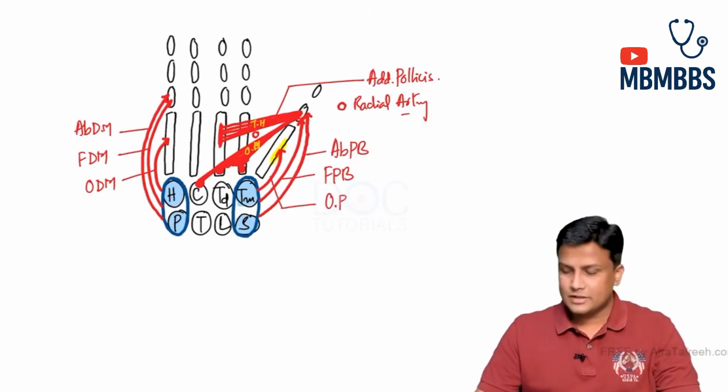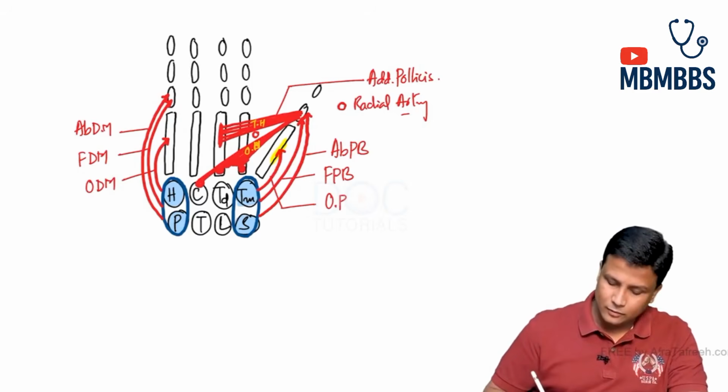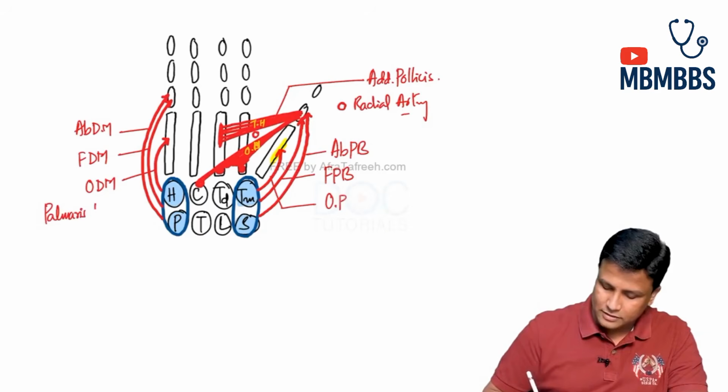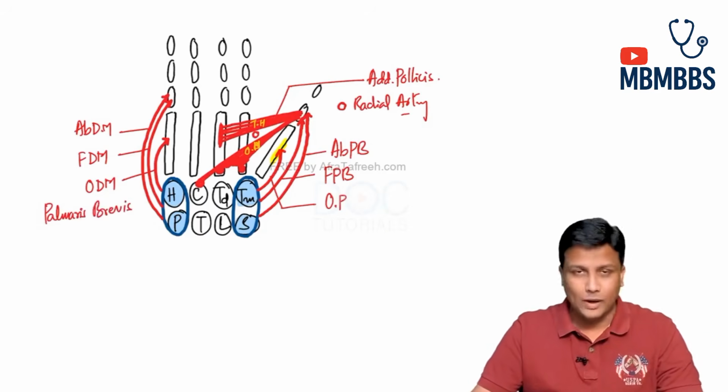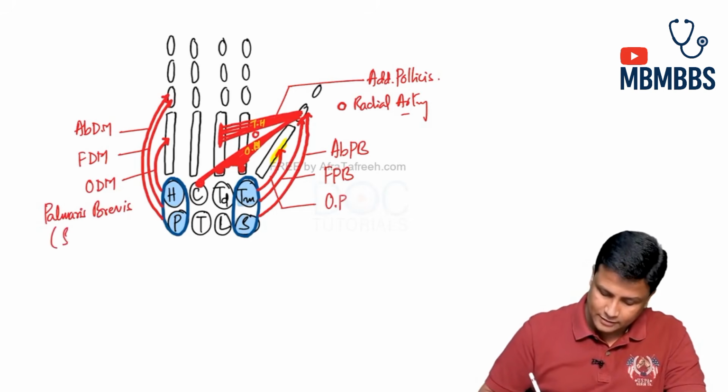Now what is the only thing which is left out? The one muscle which is different there. Which one, sir? Palmaris. That is palmaris brevis. But remember, the palmaris brevis muscle we cannot draw here. Why? Because this is just a subcutaneous muscle.